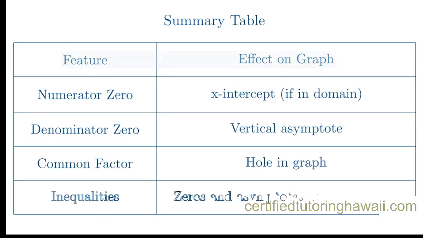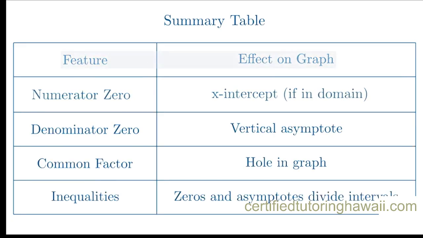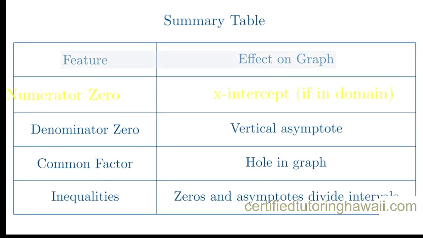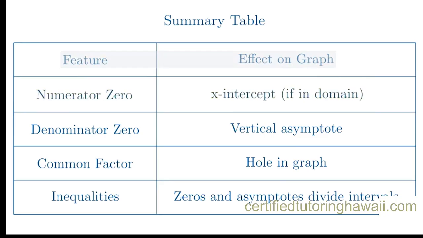Let's summarize the key ideas and create a helpful table to review what we've learned. We've covered 4 main features of rational functions and their effect on the graph. First, a 0 in the numerator. Provided it's not canceled out, this creates an x-intercept. The graph crosses the x-axis at this point.